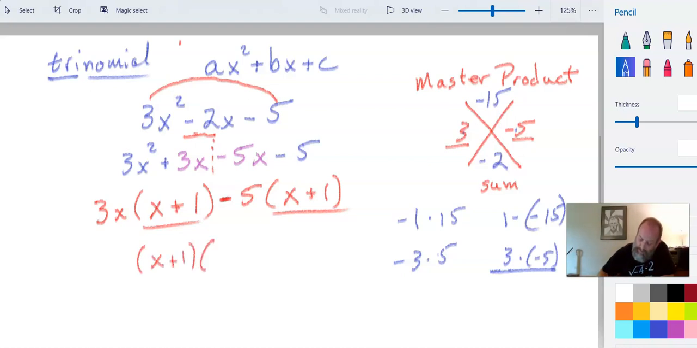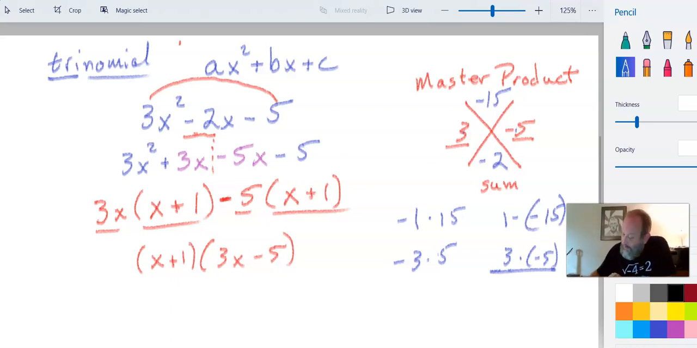And that leaves me with 3x minus 5. Okay, so that was a much longer process than what we had to do in the previous one. So let's go ahead and walk through the whole thing again. Perhaps it'll be a little bit quicker now that we've worked out all the little details.